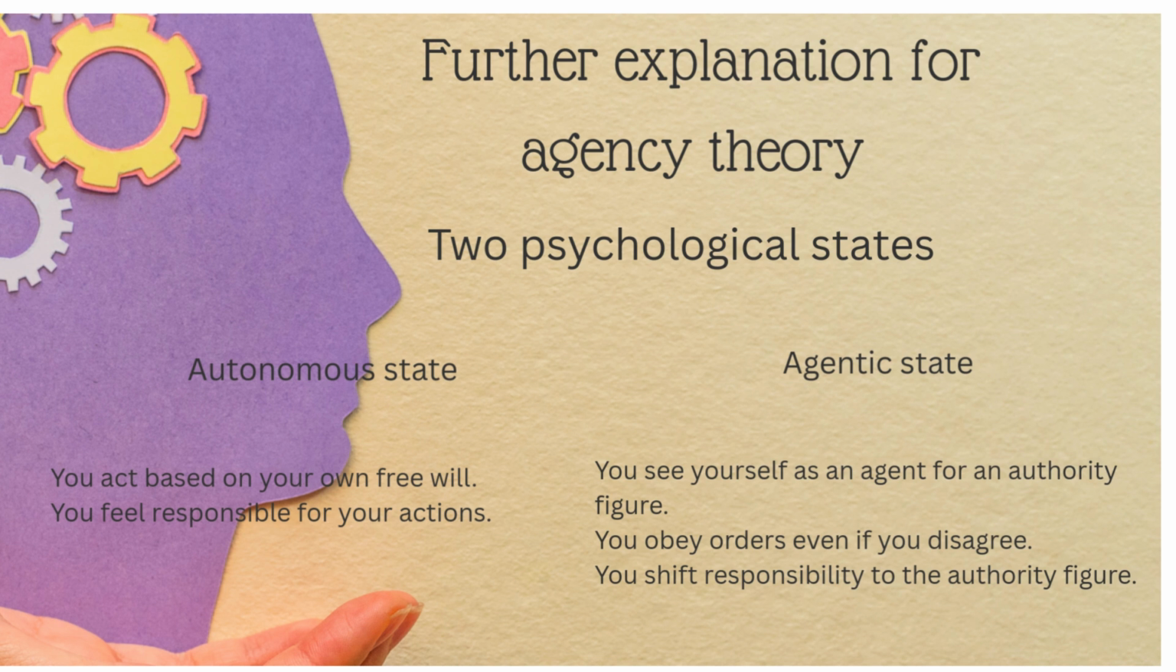On further explaining the agency theory, there are two psychological states, autonomous and agentic. The autonomous state is when you act based on your own free will, and you yourself are responsible for your own actions. The agentic state is when you see yourself as an agent for an authority and obey their orders even if you disagree with them. Furthermore, you would shift your responsibility to the authority.